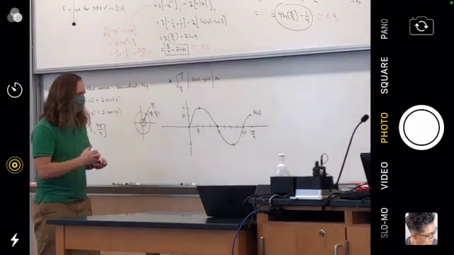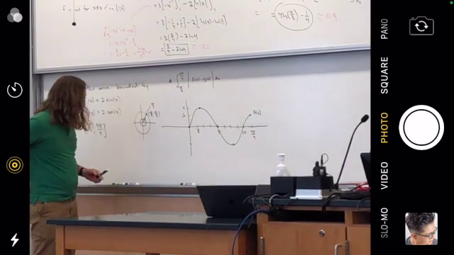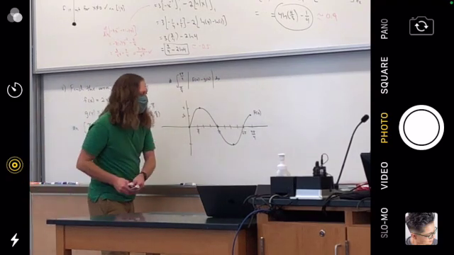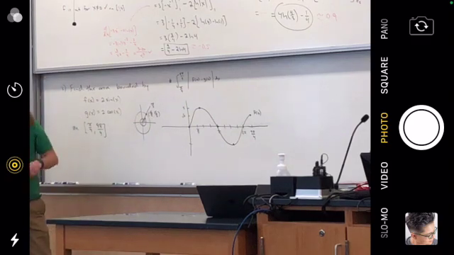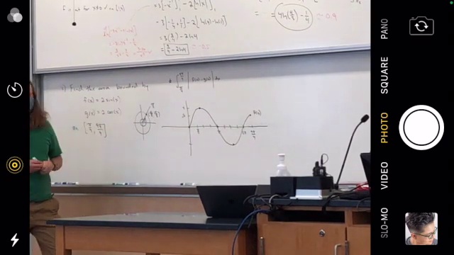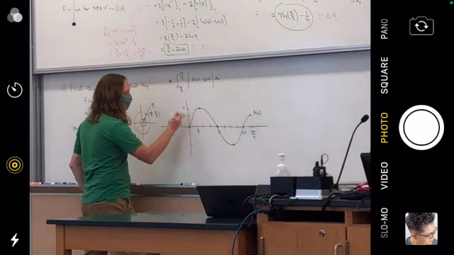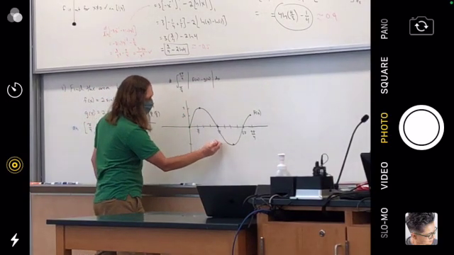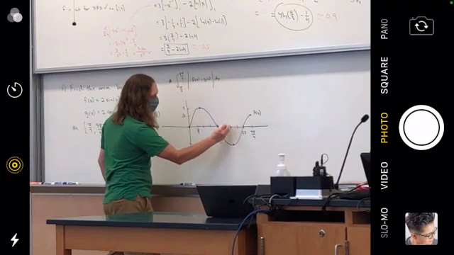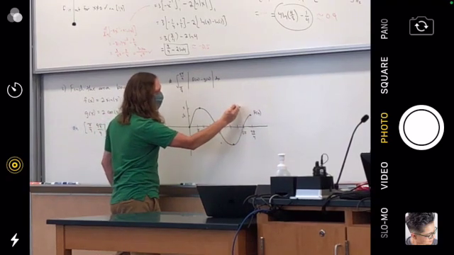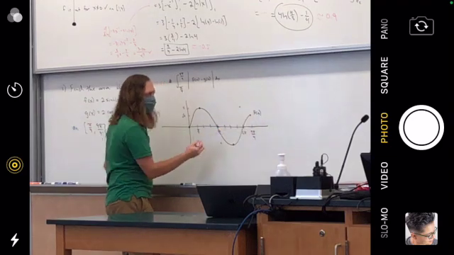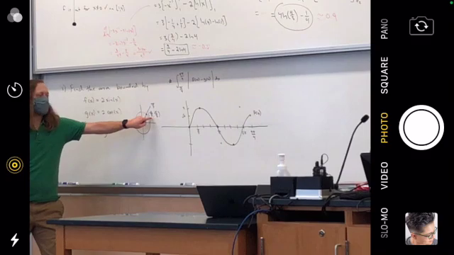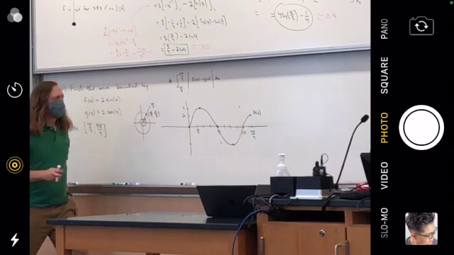What's the difference with g of x? G of x starts at the amplitude. G of x is going to start here, and then do what? Go down to here, go back up to the top, and then it's going to hit 9 pi over 4 at the same place. At this angle, they're the same value, true? So it's going to go like this.